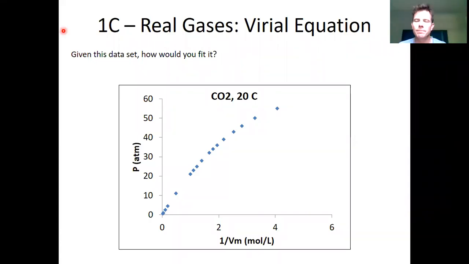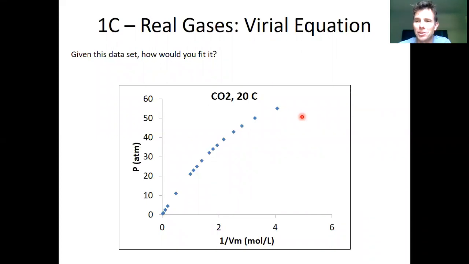Okay, hi everybody. So today I want to talk about the last subject in our discussion of real gases, the virial equation. Here I'm showing you the same data set, pressure versus 1 over volume for carbon dioxide, ideal gas behavior up here, real gas behavior up here. And the question is, if I gave you this data set, how would you fit it?